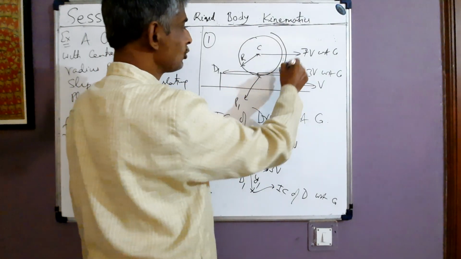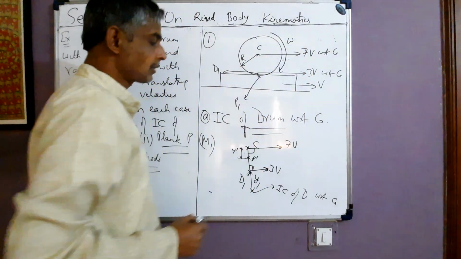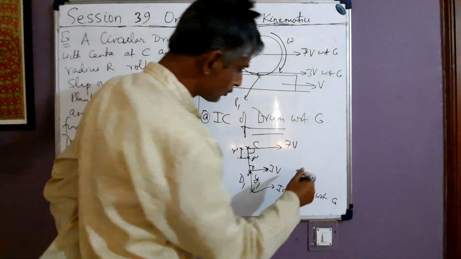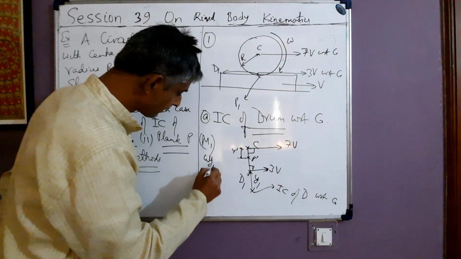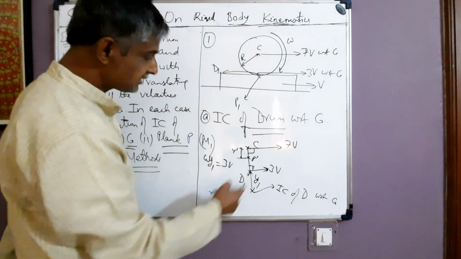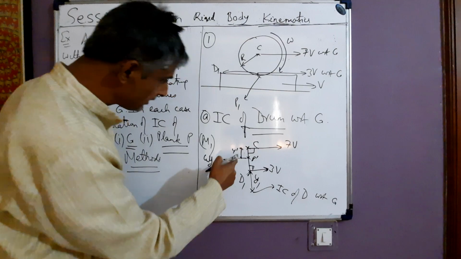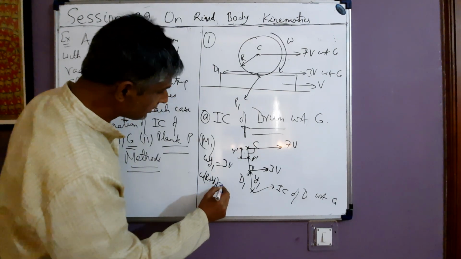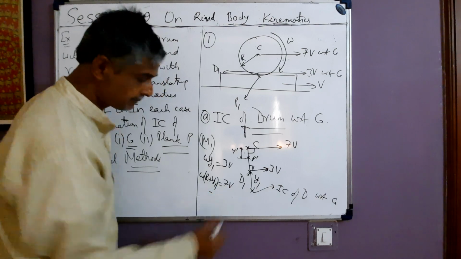So the rotation of the drum, omega, will be clockwise. Now D1 is at a distance of y1 from the IC. So from the IC concept, omega y1 is the velocity of D1, which is simply 3v. And center C is at a distance of r plus y1 from the IC. So the velocity of the center will be omega into (r plus y1), that is the same as 7v.